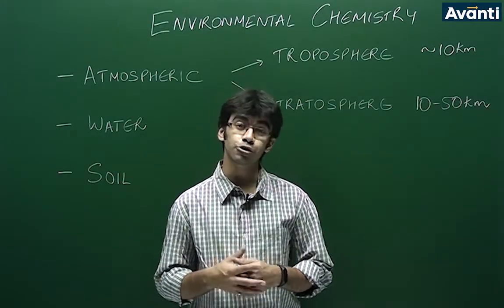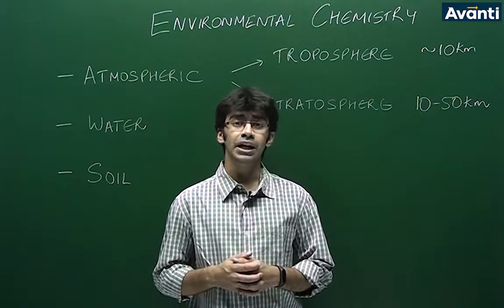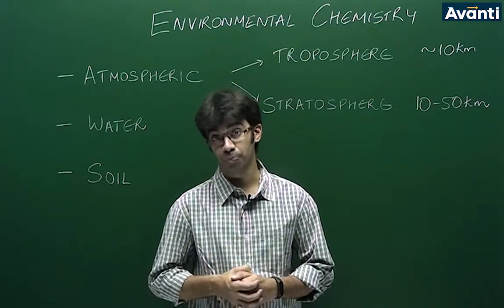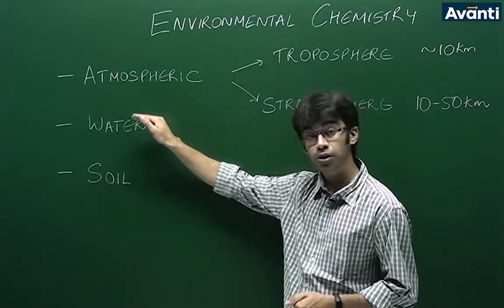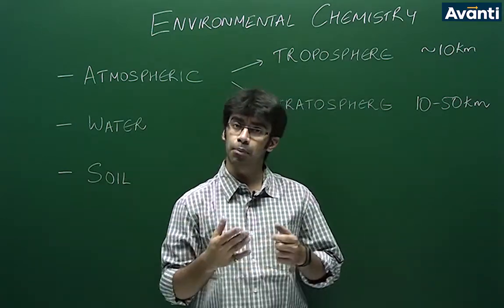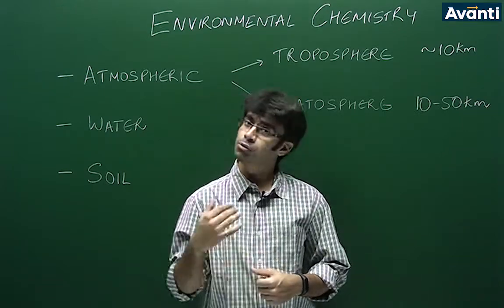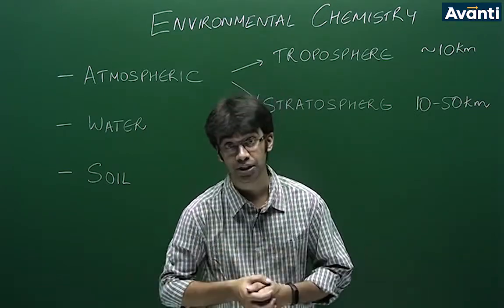Hello and welcome to a new chapter in chemistry called environmental chemistry. In this chapter, we'll be looking at the three major forms of pollution, which are atmospheric pollution, water pollution, and soil pollution. We'll also study industrial waste and how we can reduce it, and then we'll look at some new age concepts such as green chemistry.